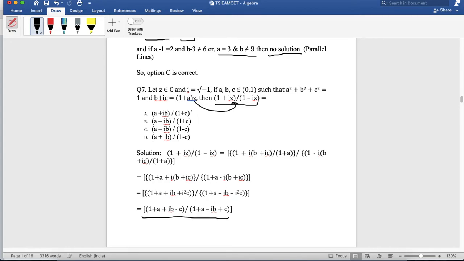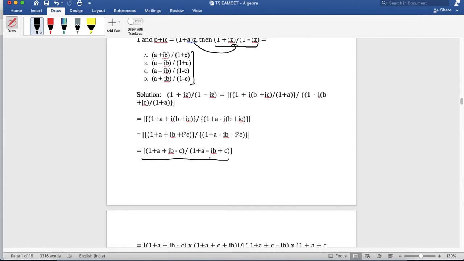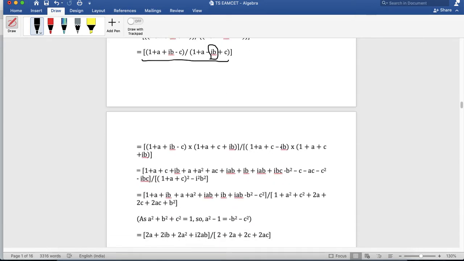Now look at the options that are given to us. Either it's 1 plus a or 1 minus c in the denominator. So in the denominator they have only real values. But what I have right now, I have an iota in the denominator. I want to get rid of this. How do I get rid of this? I will use a minus b into a plus b is equal to a square minus b square. So if I have minus iota b in the denominator, I will multiply it with an expression which has plus iota b, and it will be easy for me to solve a minus b into a plus b.